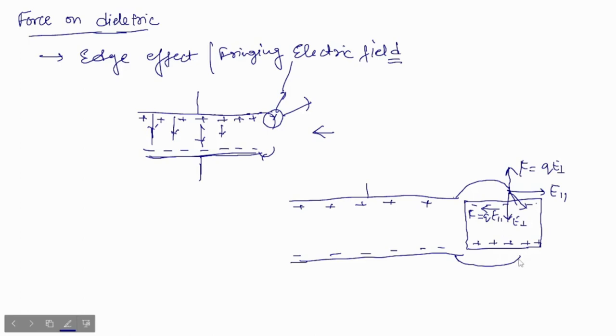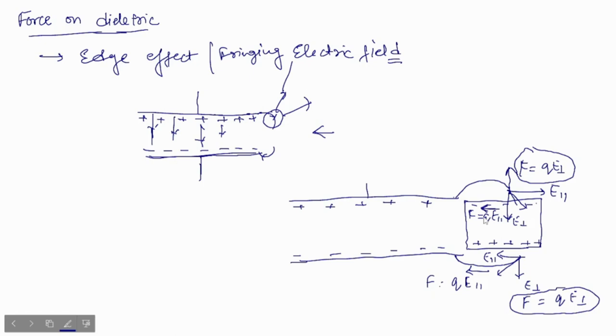Similarly, here the electric field will be in this direction, and these will be the directions of E parallel and E perpendicular. So this side will experience a force Q into E perpendicular, and this side a force Q into E parallel, right? So you can see this perpendicular component, Q into E perpendicular, will cancel out. So the net force will be directed inside the capacitor, right? This is how the dielectric slab experiences a net force inside the capacitor.